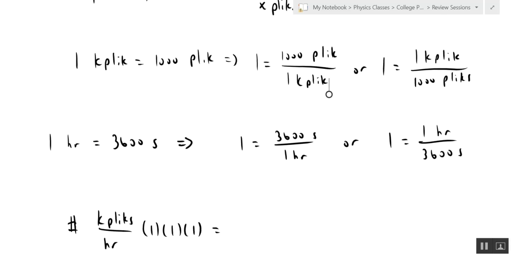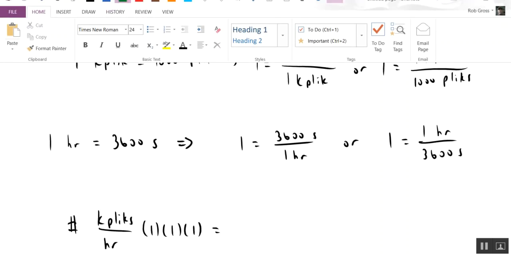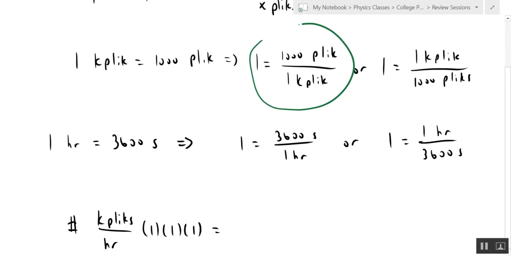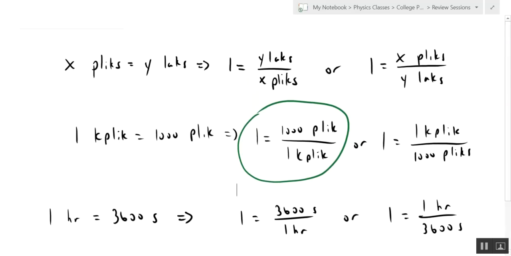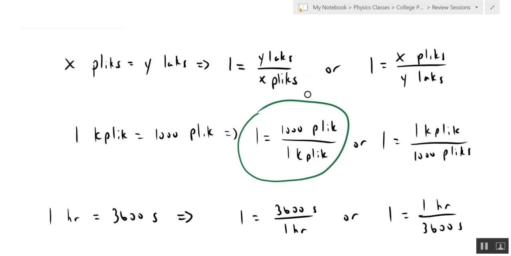So which one do I use of this one? The first one, right? Because that's pretty obvious. I mean, a kiloplex is 1,000 plex, right? That's another way to see it. And then you want to get rid of plex in terms of lax, right? So you have plex at the top. Which one do you want to use? The first one, right? That gets rid of plex in terms of lax.